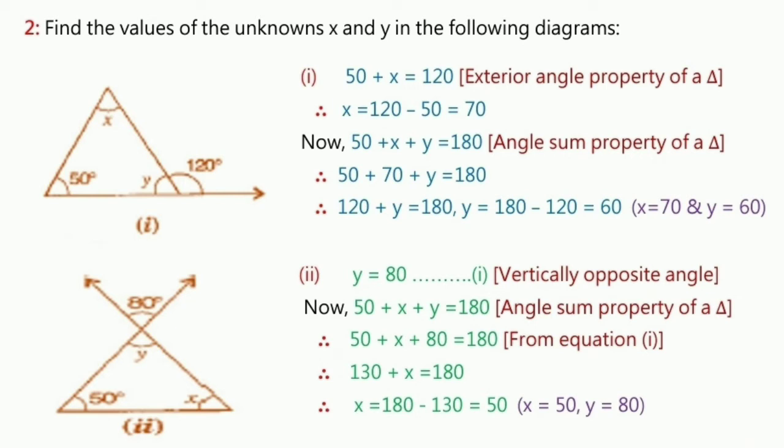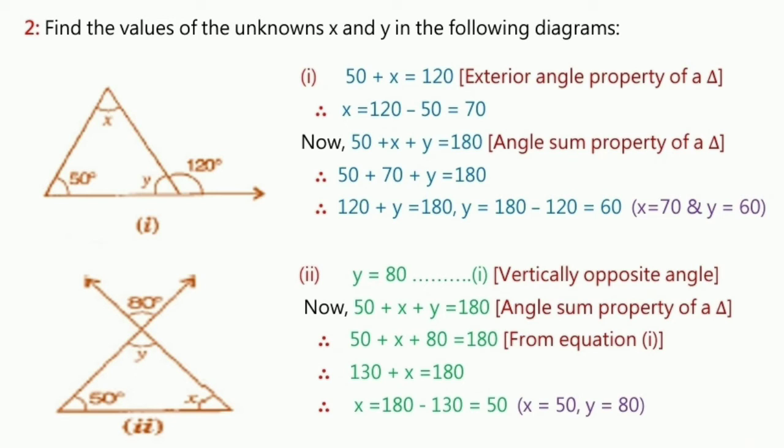Therefore, 50 plus 70 plus y is equal to 180. Therefore, 120 plus y is equal to 180. Therefore, y is equal to 180 minus 120, which is 60. So, the value of x is 70 and the value of y is 60. Is it clear? Now, second one.